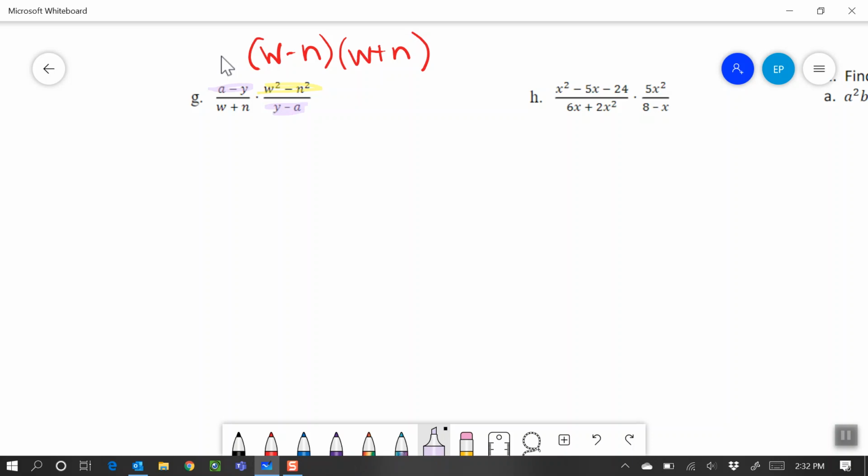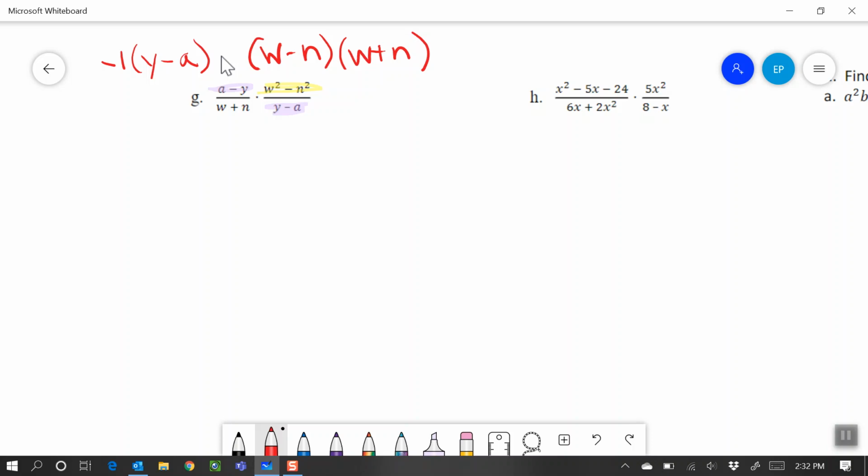This and this are the same but different. They're the same with both subtraction, but your variables are switched, so you're going to have to pull a -1 out of one of them. I'm just going to pull the -1 on the top one just because I've already got some factoring going on there. So if I pull a -1 out of the a minus y, I'm going to have -1, and then I switch my order, y minus a, because I'm just doing the opposite. So I'm switching the spots.